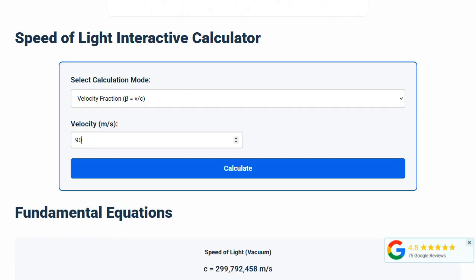The calculator will compute the Lorentz factor, which determines how much time dilates and length contracts at this velocity. You'll see results showing how time passes more slowly for a moving object compared to a stationary observer. The results also display the equivalent velocity in different units, making conversions easy. This is particularly useful for understanding how objects behave as they approach light speed.